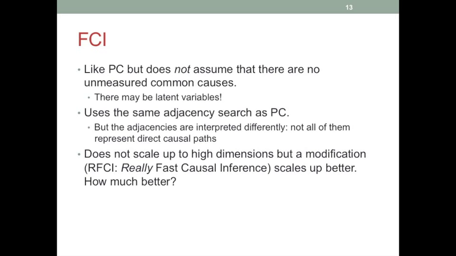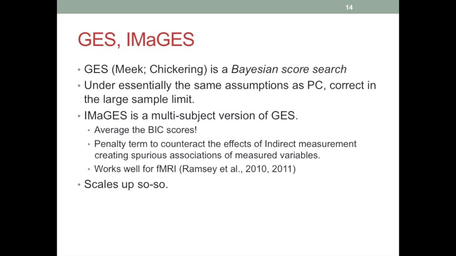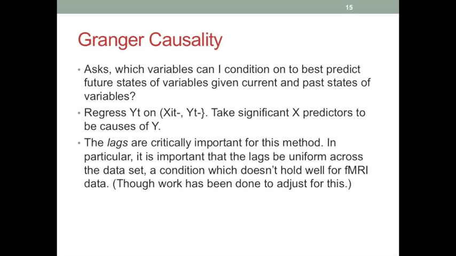Then we have GES and IMaGES. GES is a Bayesian score search under essentially the same assumptions as PC, correct in the large sample limit. IMaGES is a multi-subject version of GES where you average the BIC scores. And there's a penalty term to account for problems of measurement. And it scales up so-so. I'll mention that later.